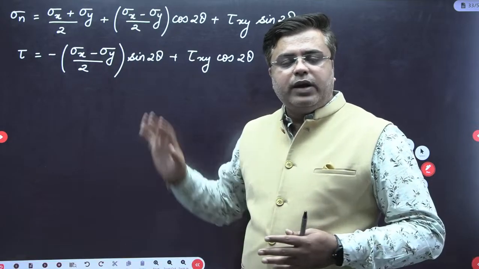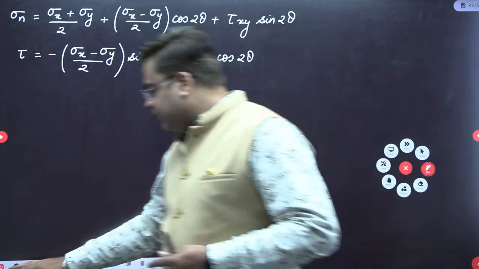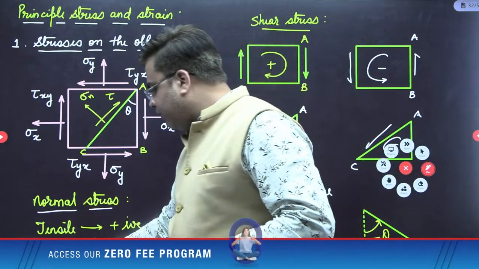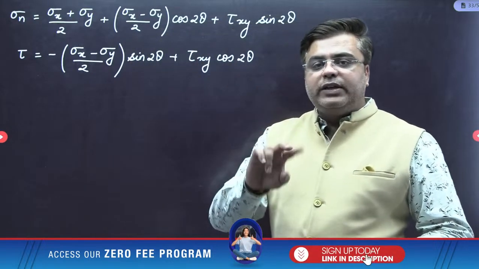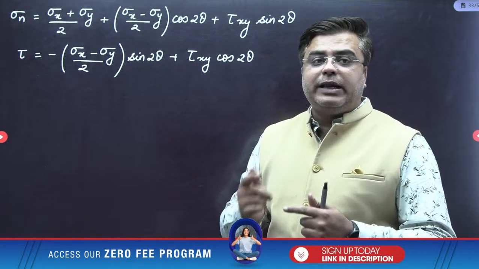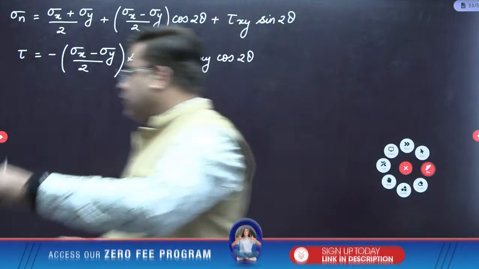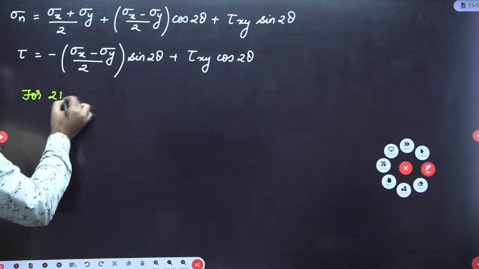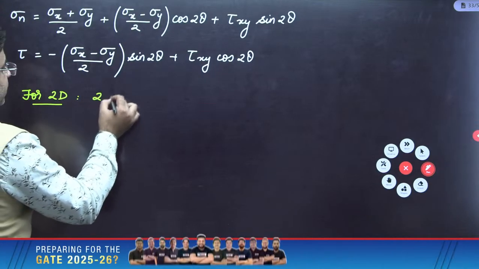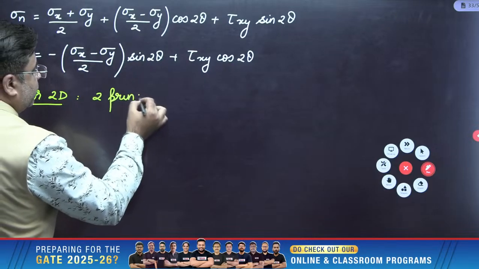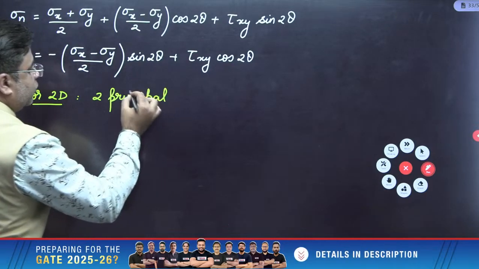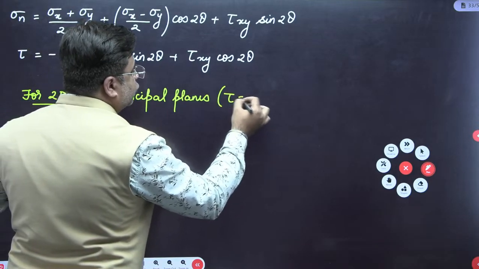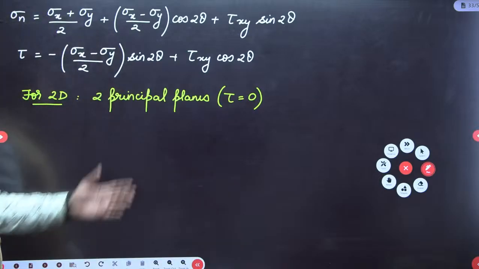Again, let me confirm, we are talking about 2D loading, right? You can see all this loading is taking place in 2D. For this 2D loading, there will be two planes over which shear stress will be equal to 0. Such planes are termed as principal planes. So for 2D loading, there will be two principal planes. And what are principal planes? Principal planes are those planes over which shear stress is equal to 0.